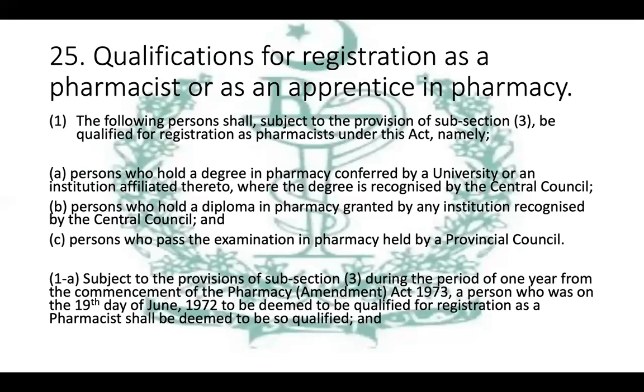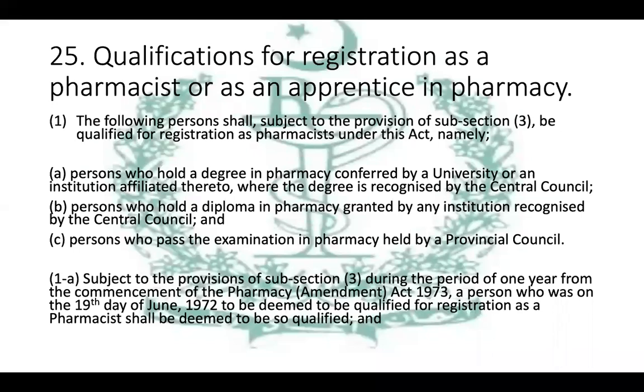Then 25(1)(a) says, subject to the provision of subsection 3, during the period of 1 year from the commencement of the Pharmacy Amendment Act 73, a person who was on the 19th day of June 72 deemed qualified for the session as a pharmacist shall be deemed to be so qualified.